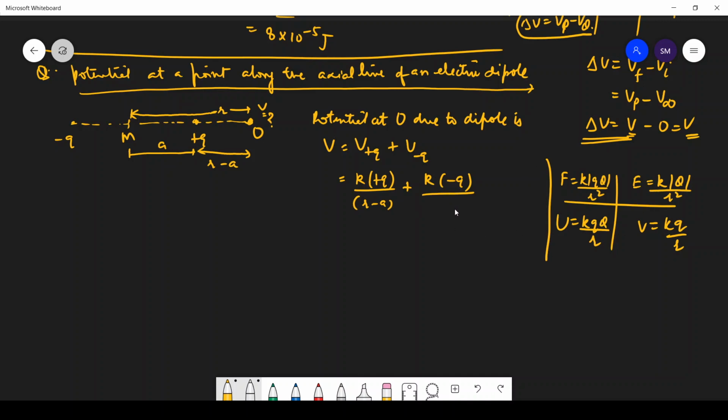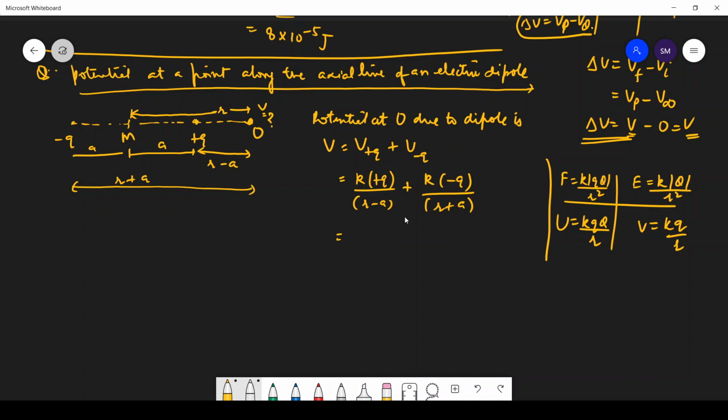So yes, definitely we are going to take the sign of the charges. And what is the distance from O to minus Q? This distance is R, and this is again A. So this will be R plus A. So R plus A.